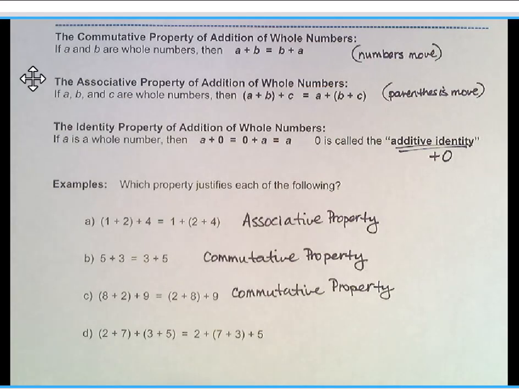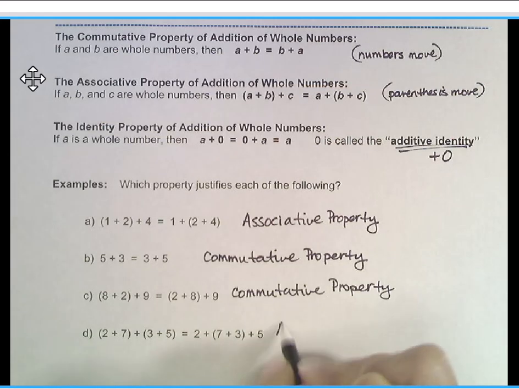And then for the last one, we have 2 plus 7, and then 3 plus 5. And over here you can see that the parentheses moved and just came around the 7 and the 3. 2, 7, 3, 5, 2, 7, 3, 5. The order is the same, the parentheses moved. That's the associative property.